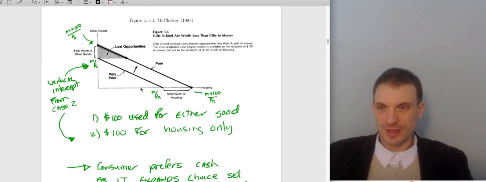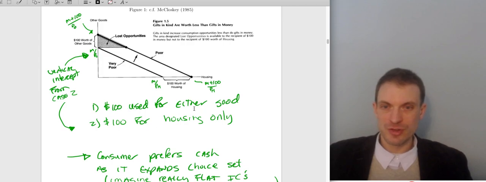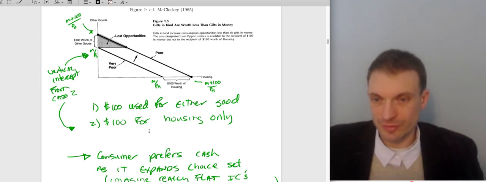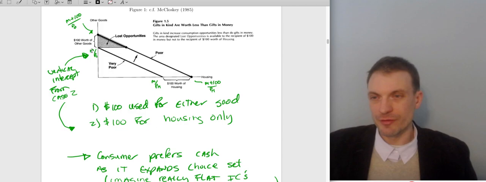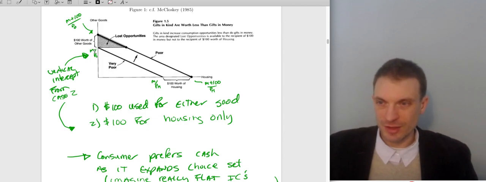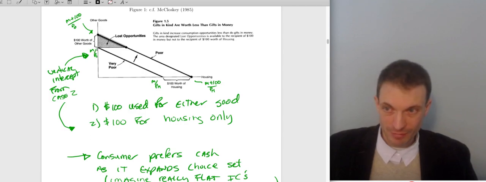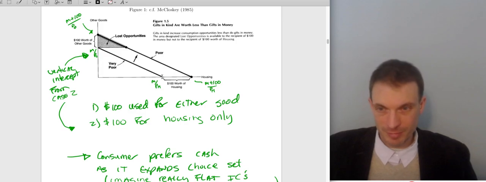So let's see. Our two options are 1, $100 used for either good, or 2, $100 used for housing only. Our vertical intercept initially is M over P0 for other goods, income divided by the price of the other goods. This is how much I can buy of other goods. Here's my income divided by the price of housing.